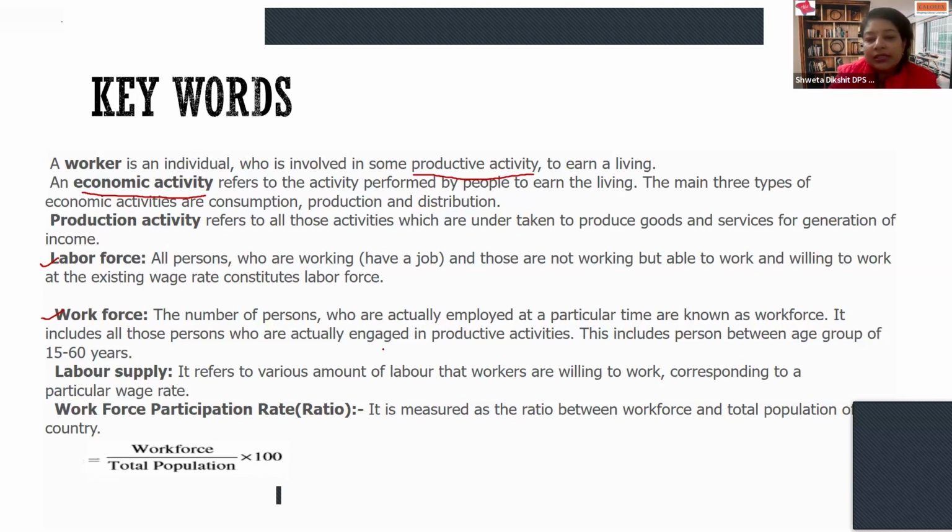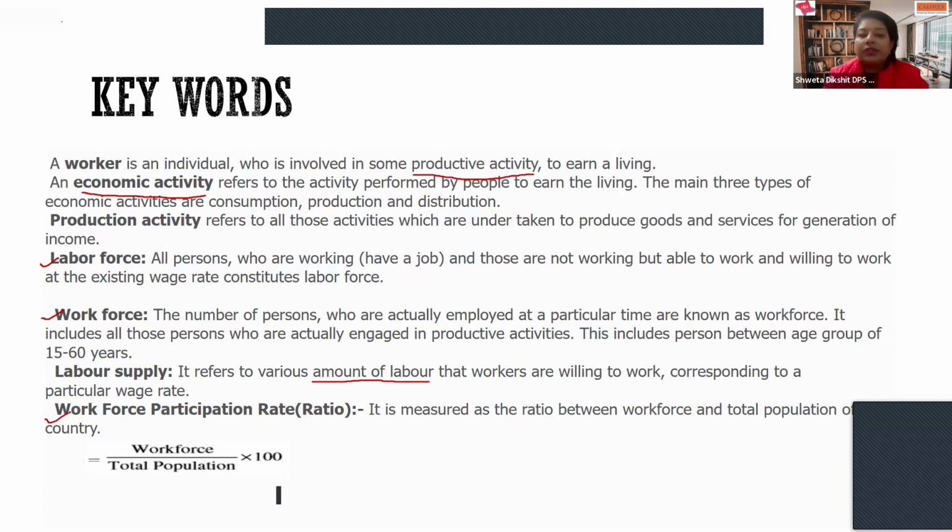Now, labor supply, you must have understood because you are aware of the term supply. This refers to the amount of labor, please mind it, that workers are willing to work corresponding to a particular wage rate. That means the amount of labor that workers are willing to offer for the given wage rates is known as labor supply.